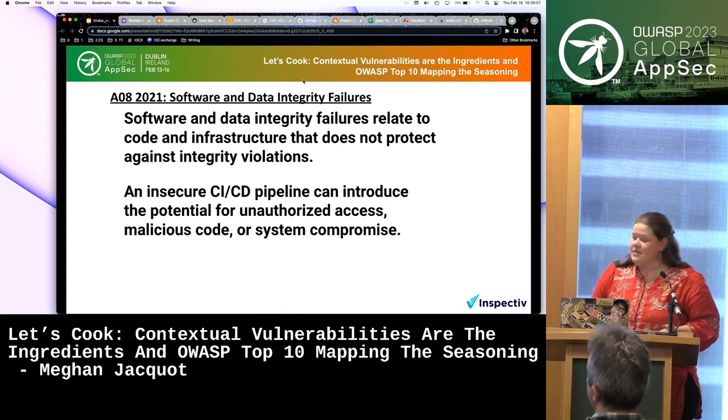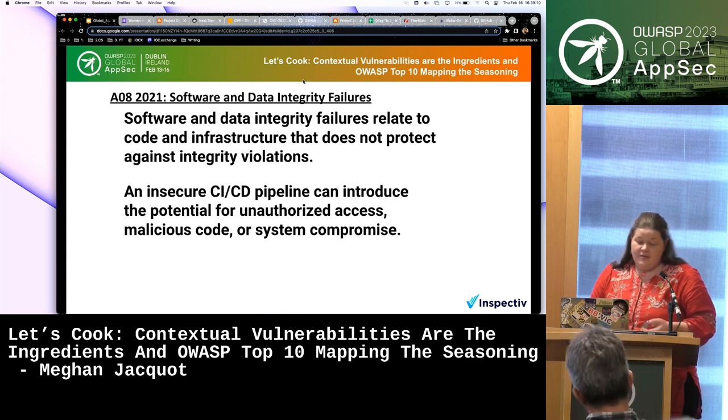And this can happen in a variety of different ways. It can be system compromises, it can be issues with the CI/CD pipeline, et cetera.